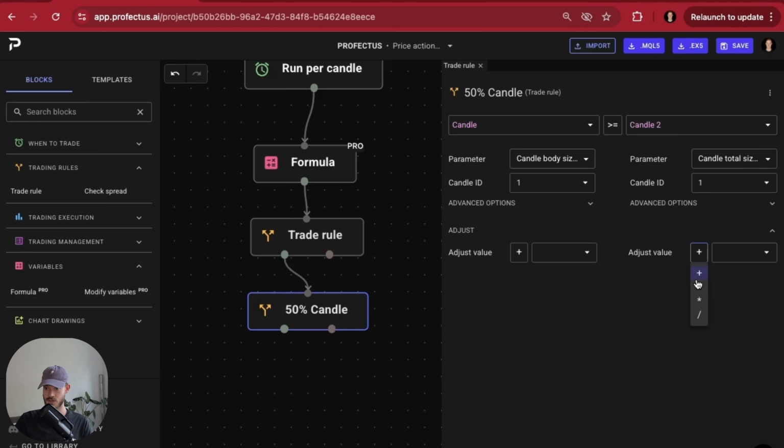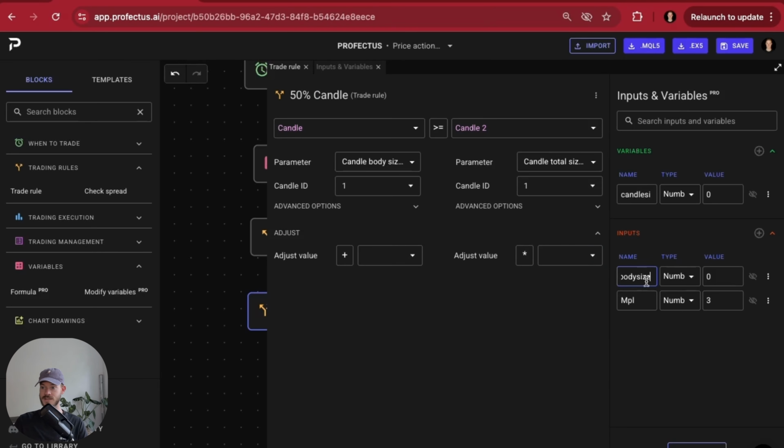We want to not just say 50%, maybe we want to also see 70%, 30%, 5%, right? So here we add another constant. Actually, let's do this quickly. Input, and let's call it body size, and we make it by default 0.5, so 50%. You see here body size, we have it available.